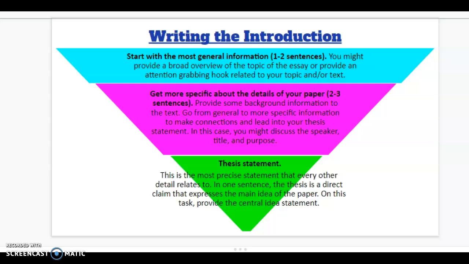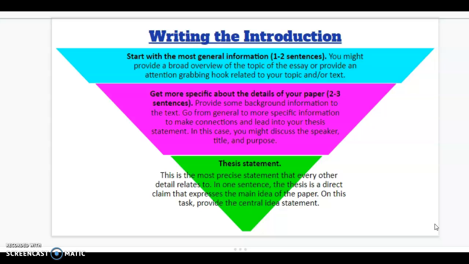This has always been the most helpful thing for me when I'm thinking about writing an intro, because in writing we don't have a lot of formulas, so if I can have a visual, that helps me. And when you write an introduction, you go from more general information to the most specific information. So if you see at the bottom here, your thesis is the most precise statement of your essay. Every other sentence in your essay should in some way relate back to your thesis. If it doesn't, you should get rid of the sentence.